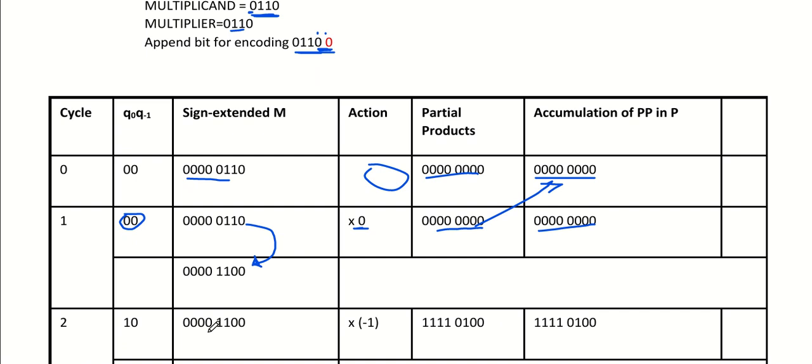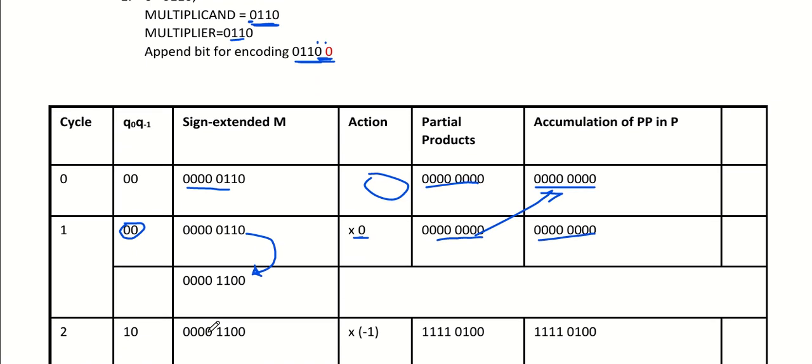Then we go to cycle 2. In cycle 2, we are going to consider the next pair of bits, right? Remember, when we did cycle 1, we used this 0 and this 0. Now, since we are done with cycle 1, we are not going to consider this 0 anymore. For cycle 2, the two bits we are going to consider are the last two bits, which are 1 and 0. So we read it this way, from this 1 and this 0, and that's what you see here, 1 and 0.